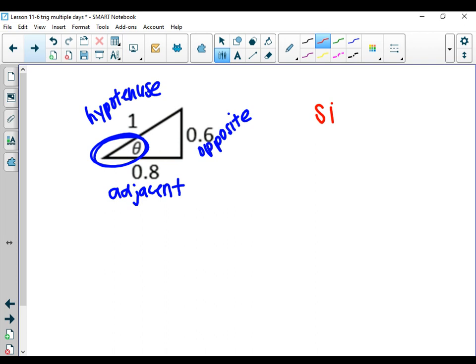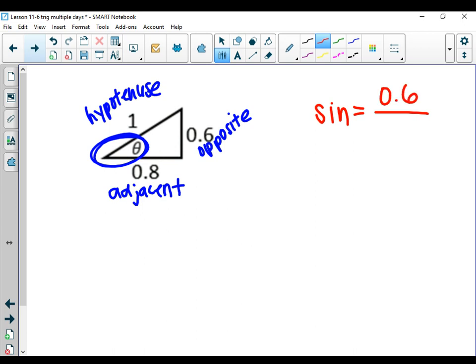Wait, can we have decimals and fractions? I know, so weird that there's going to be some decimals in our fractions. Leighton, what's on top of sine? Hypotenuse. Oh, the opposite. It is 0.6, but why is that at the top? Because it's across. It's the opposite.